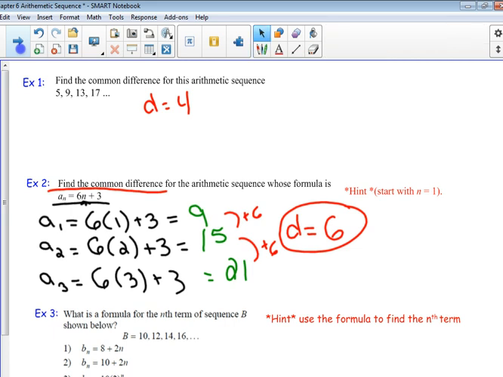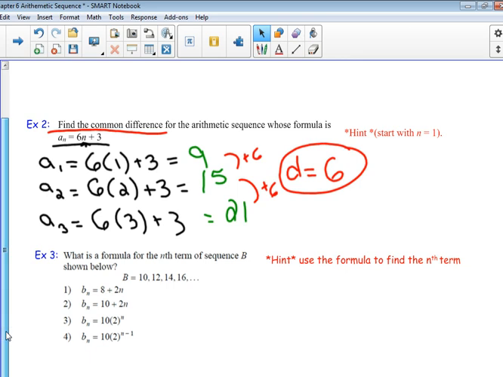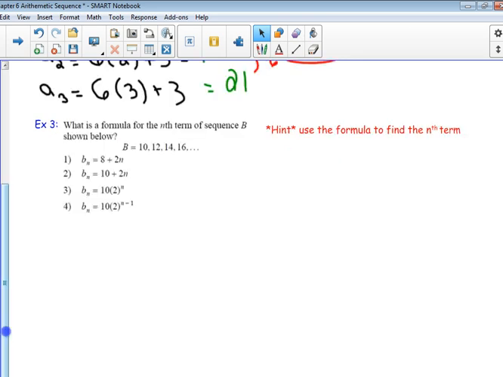Wait, if we were just doing subtraction too? It has to be equal to negative 6. Yeah, you just make the sign negative. Good question, Nick.